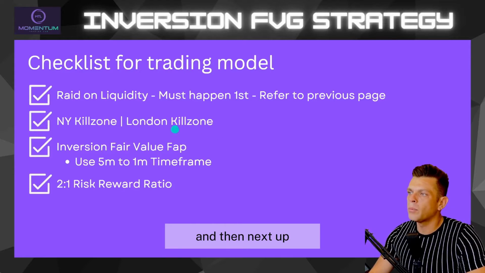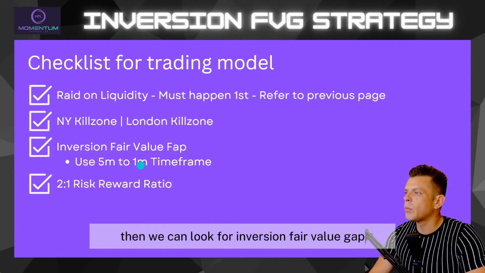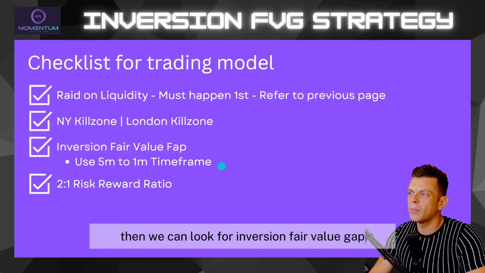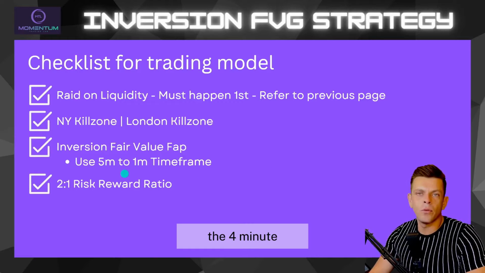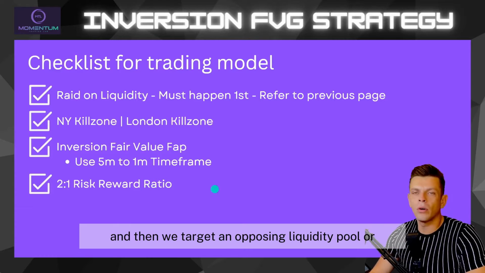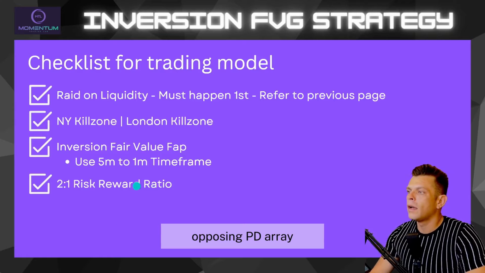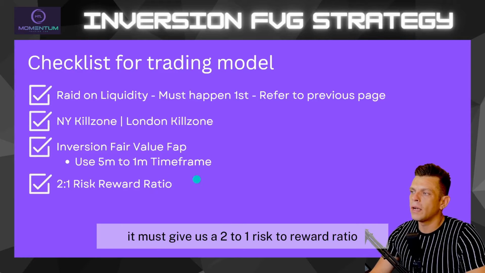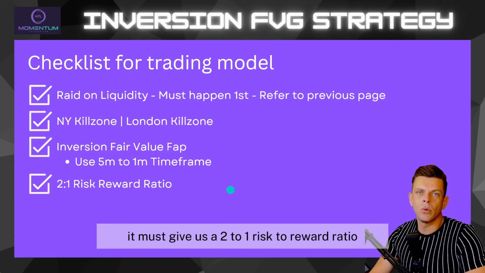Next up, once those conditions are met, then we can look for an inversion fair value gap on either the 1 minute, the 2 minute, the 3 minute, or the 4 minute time frame to form. And then we target an opposing liquidity pool or an opposing PD array. Considering those levels, it must give us a 2-to-1 risk to reward ratio.